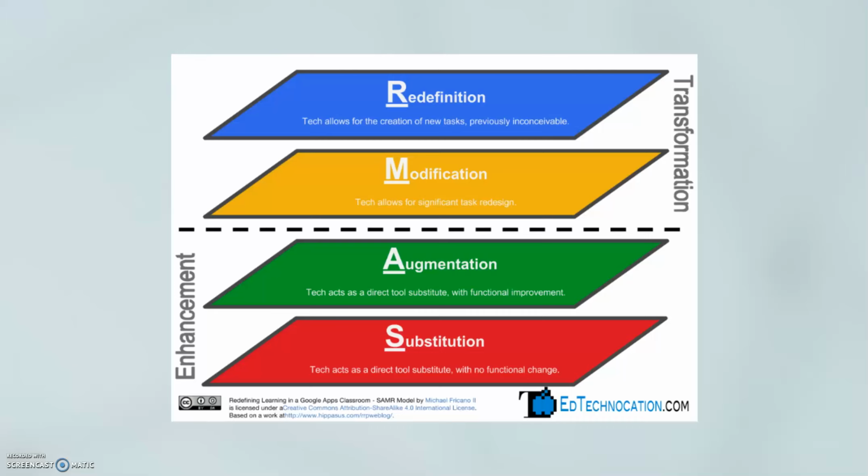The third framework is the SAMR model. This is a model that encourages the incorporation of various forms of technology. The various forms can be evaluated through this model. The acronym SAMR stands for substitution, augmentation, modification, and redefinition.